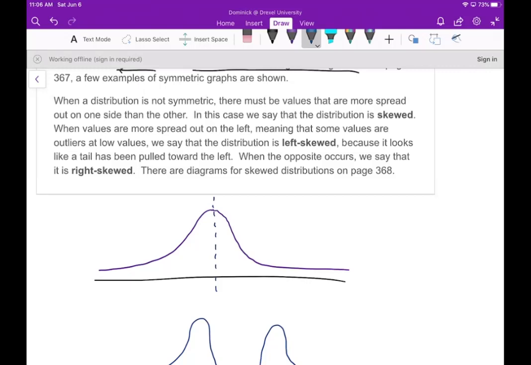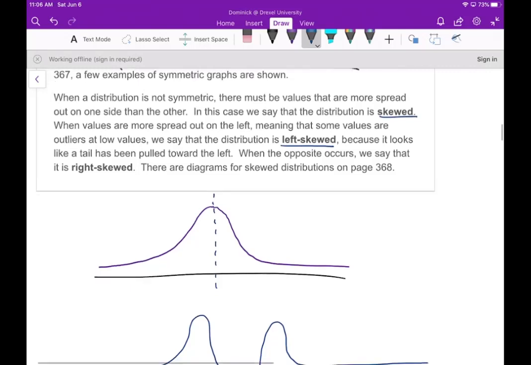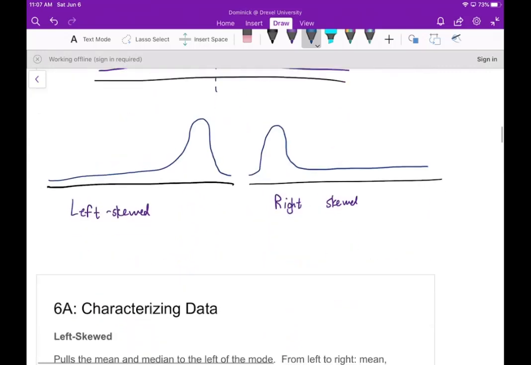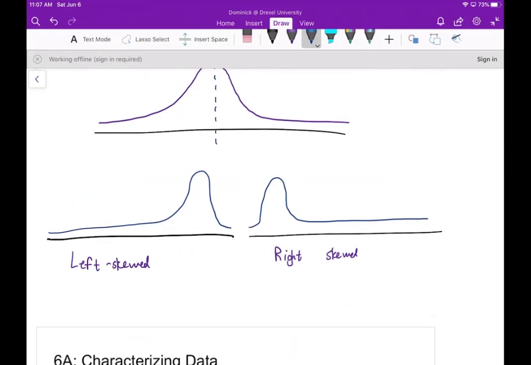Now, when a distribution is not symmetric, there must be values that are more spread out on one side than the other, right? And that's when we call the distribution skewed. When the values are more spread out on the left, meaning that some values are outliers at low values, we say the distribution is left skewed, because it looks like a tail has been pulled toward the left. And when the opposite occurs, you say that it's right skewed. So this would be an example of left skewed and right skewed. The direction is where you have the longer tail. Left skewed, you see the tail on the left; right skewed, you see the tail on the right.